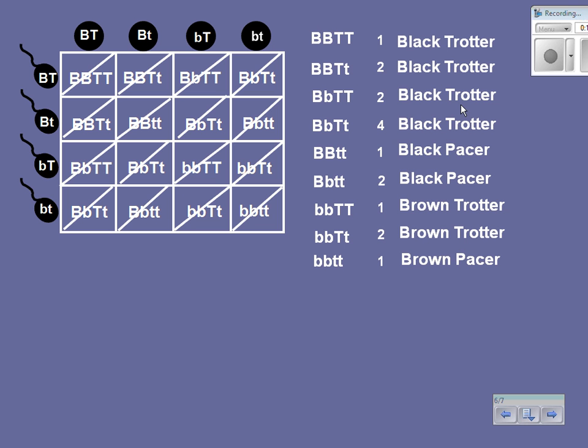And if we want to look at our phenotypic ratio, how many black trotters do we have? A lot of people would say we have 4 black trotters, but that's not the case because we have to add up all these numbers here. So that equals 9 black trotters, 3 black pacers, 3 brown trotters, and only 1 brown pacer.